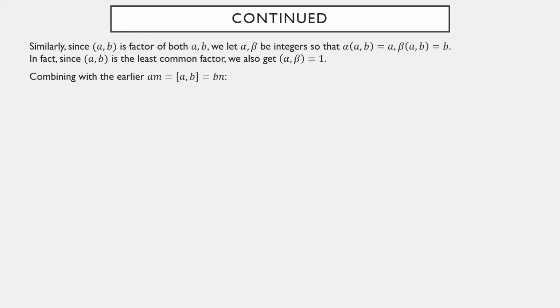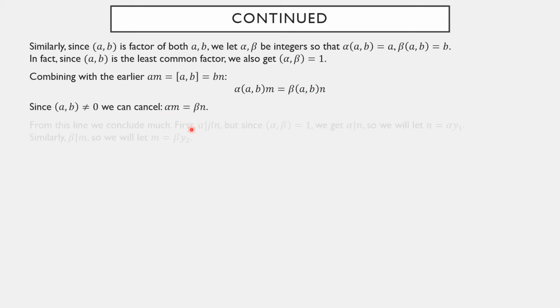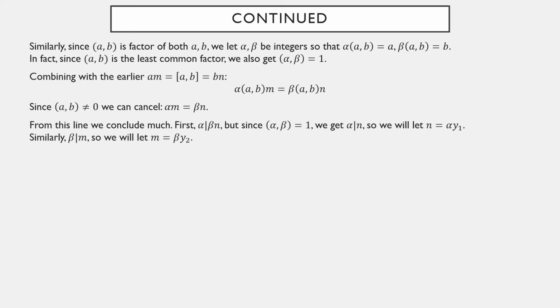Combine it with the earlier equality where AM equals BN equals the least common multiple. And here we have A is alpha times the GCD, A times M is the least common multiple is BN, but B was beta times this GCD. Cancel the GCD out and we get alpha M equals beta N. So we can conclude a lot now. Alpha times M is beta times N. So these two numbers are the same number.